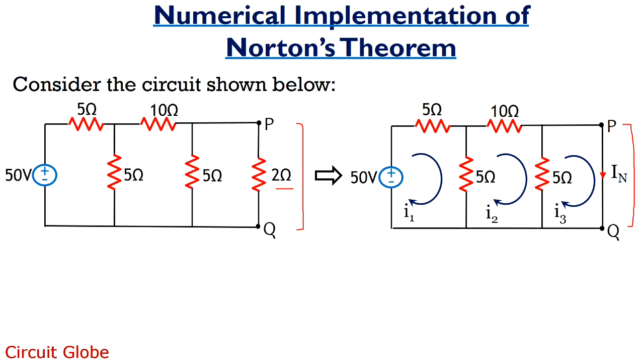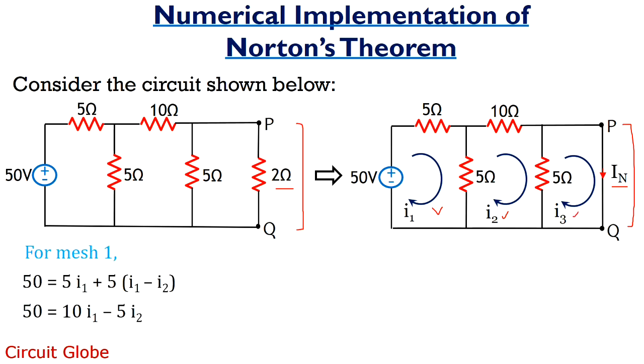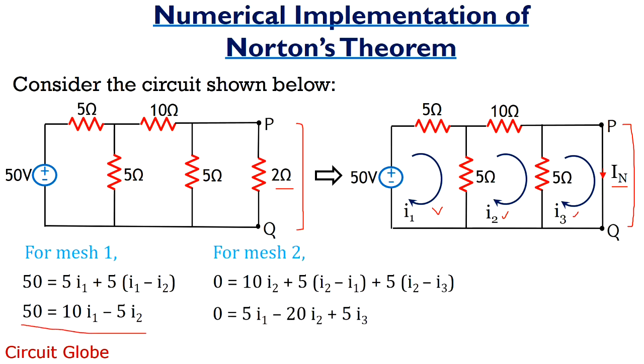Now to determine Norton's current flowing through this branch, we have to apply any network simplification technique. For this circuit we will apply KVL. According to mesh analysis, I1 will be the current flowing through the first mesh, I2 the current flowing through the second mesh, and I3 the current flowing through the third mesh. For mesh 1 we will have 50 equals 10I1 minus 5I2. For mesh 2 we will have 0 equals 5I1 minus 20I2 plus 5I3. And for mesh 3 we will have 0 equals 5I3 minus I2.